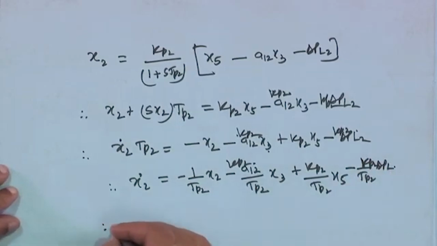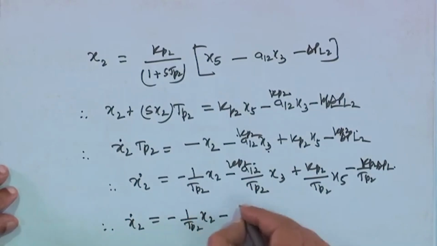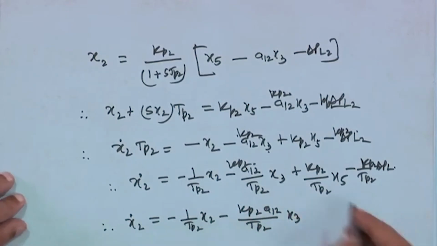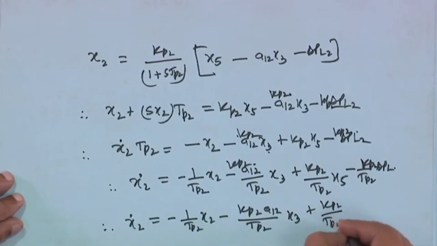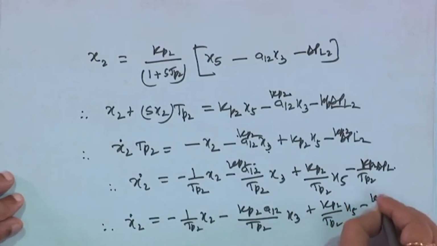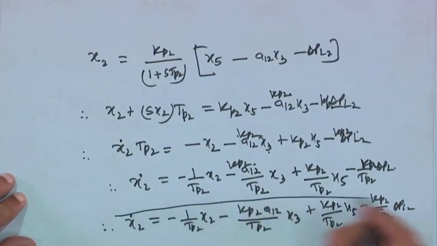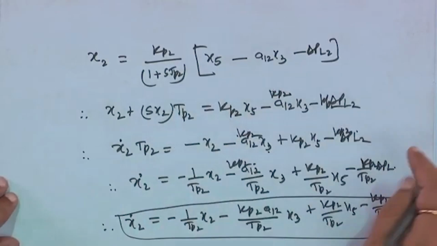So, rewriting it once again, x2 dot is equal to minus 1 upon Tp2 x2 minus Kp2 a12 upon Tp2 x3, then plus Kp2 upon Tp2 x5 minus Kp2 upon Tp2 delta PL2. So this is the equation. Here, at the time of multiplication, I had missed this one.